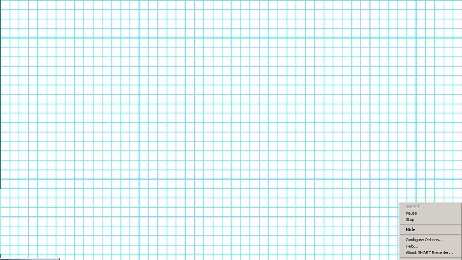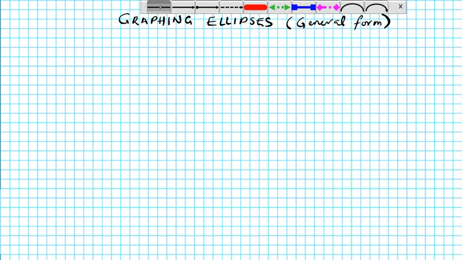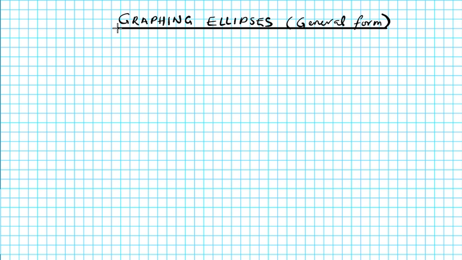Hey there students, so in this clip we're going to be going over how to graph ellipses in general form. So let's write down the title of the notes. Graphing ellipses. And then we're going to be focusing on the general form of the equation. Okay, so general form.